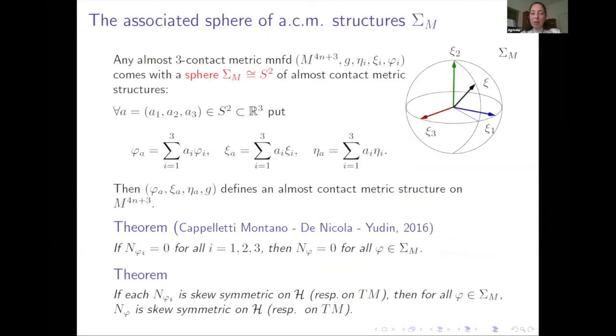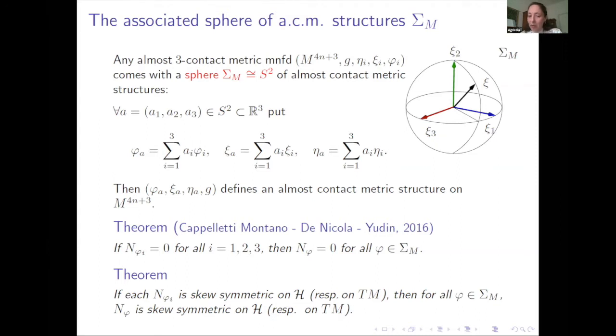Now, if you have three almost contact structures, you have in fact a sphere of them. Because if you have your three Reeb vector fields, then you have a sphere, of course, of radius 1, which you can define by any linear combination of these vector fields. So xi_A, if I pick a point on the sphere, is just this linear combination here, then I have the corresponding formula for the dual one-forms, and I can define correspondingly a new endomorphism phi. And then this really defines an almost contact metric structure.